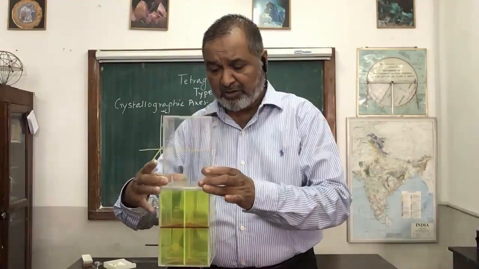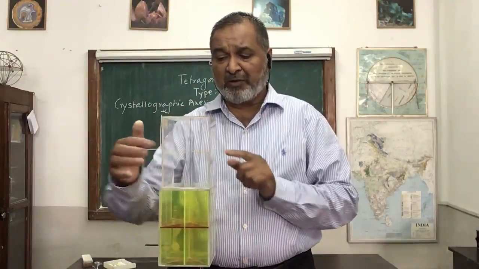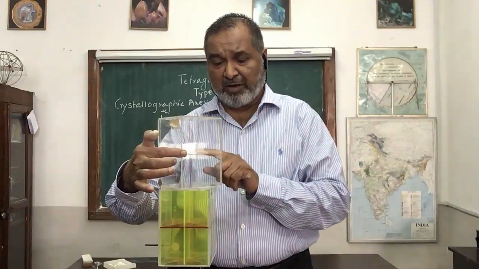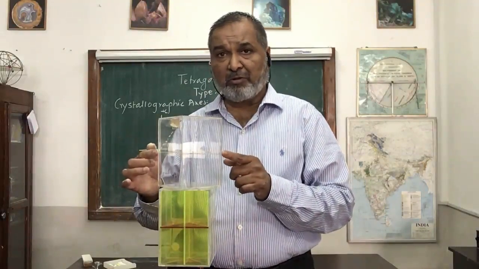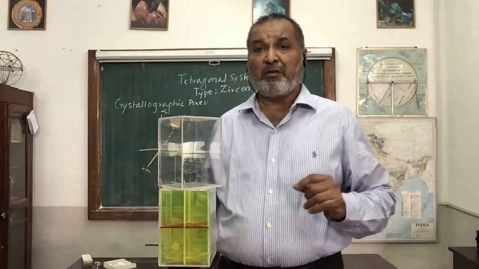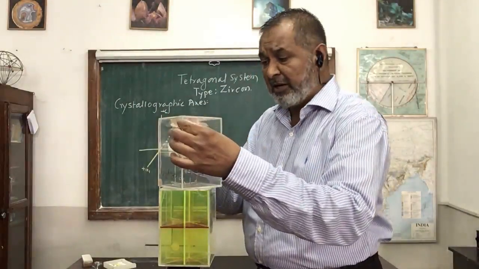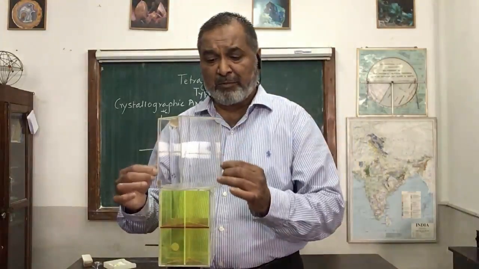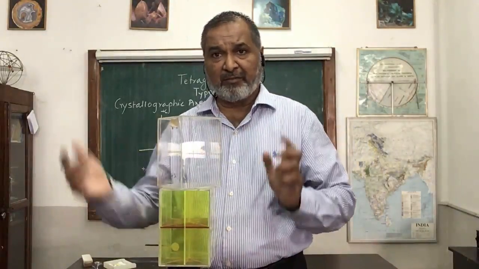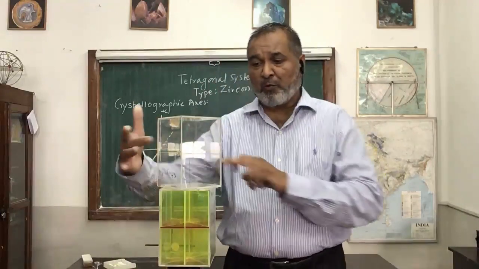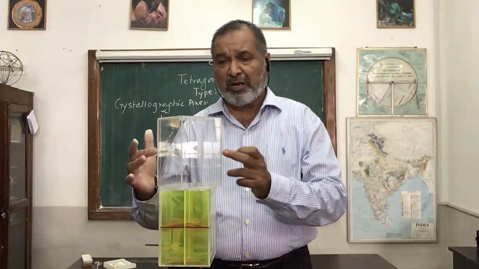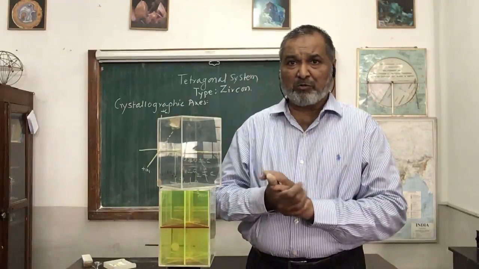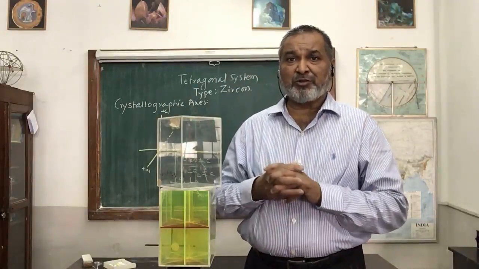Here we have the glass models. This is the model with these axes: A1 axis running from front to back, A2 running from right to left, and C running from top to bottom. Particularly in the tetragonal system, the axes A1 and A2 pass through the centers of the edges. So A1 runs from front to back, A2 from right to left, and C from top to bottom. This is the first point, the crystallographic axes.